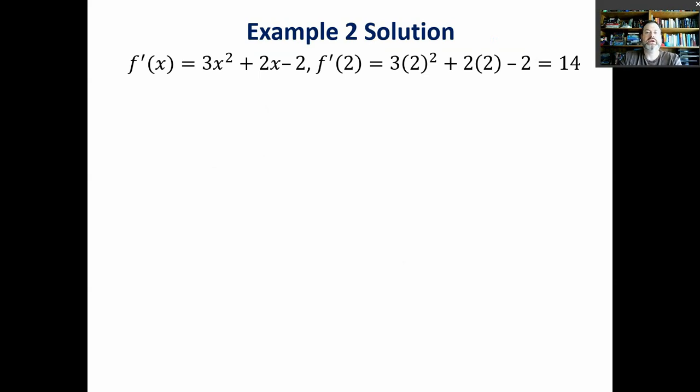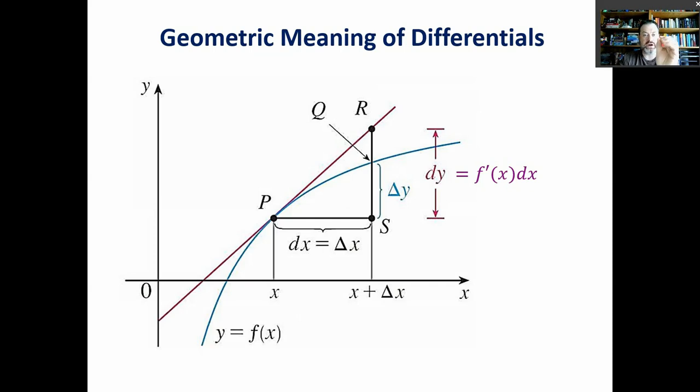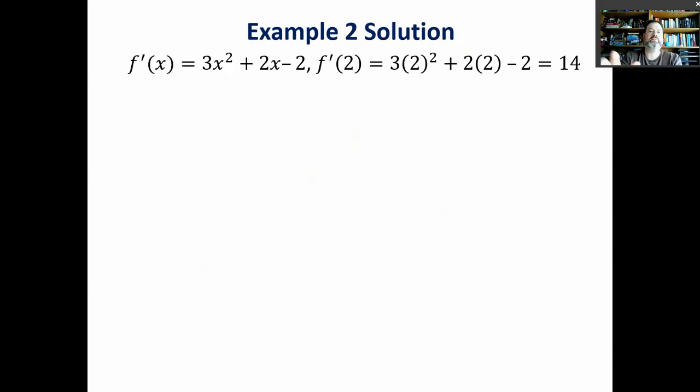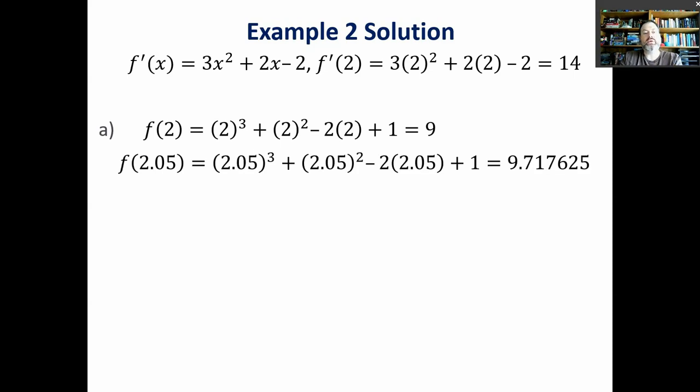So first thing we need to do is find f prime of a. So in this case, a is 2, right? It's given in the problem. We're going from 2 to 2.05. So x, that's our starting point. So we just want to find f prime of 2. So first thing we do is take a derivative, obviously. You guys know how to do derivatives, so I'm not going to spend any time on that. Then we compute f prime of 2, and we get 14. So when we use our differential formula, we're going to plug in 14 every time we see f prime of 2. So for the first part, we need f of 2. That's 9. So the y-coordinate at 2 is 9. The actual y-coordinate at 2.05, plug everything in, you get 9.717625.